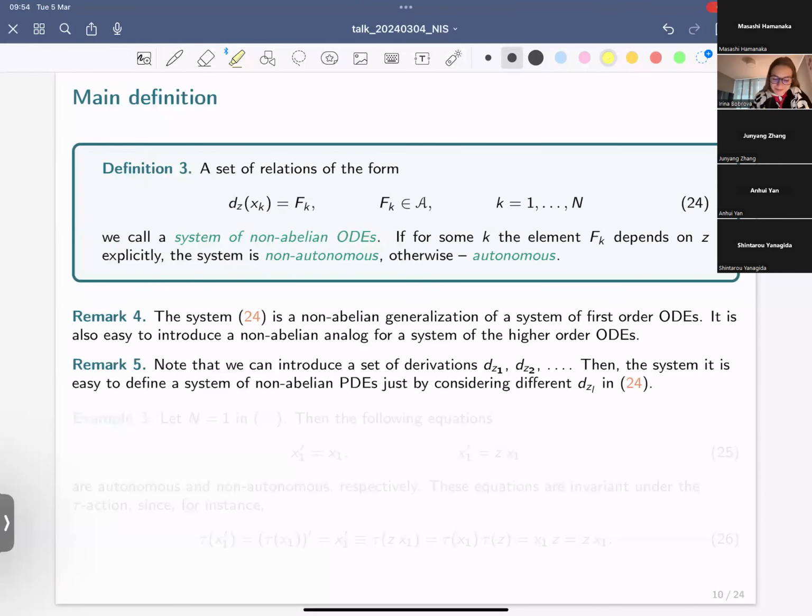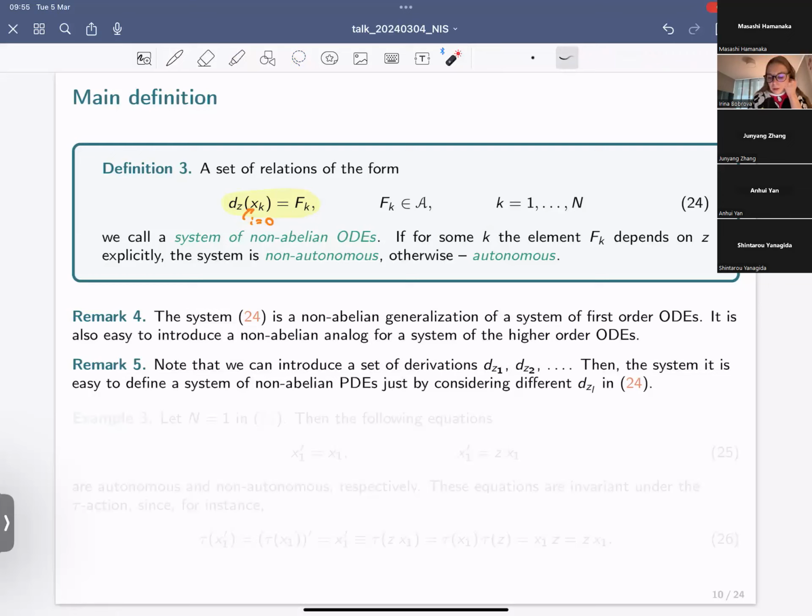Main definition. We will call a system of non-abelian ordinary differential equations the following set of relations, given by formula 24. In the right-hand side, we have the first derivation of the generators xk. Here I is equal to 0 when we take the derivation of xk. We assume that I is equal to 0. And the right-hand side is just some element from our algebra A.